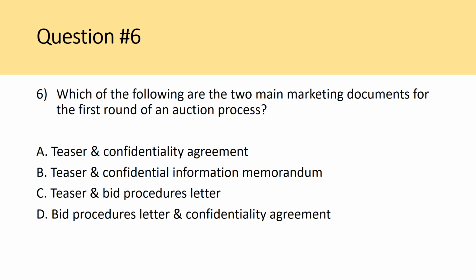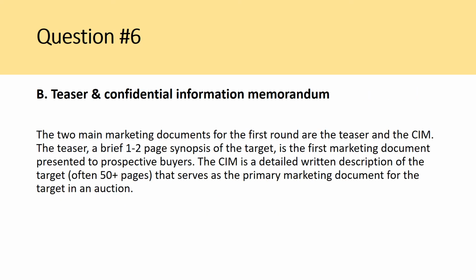So if you haven't watched the Chapter 6 video, probably some of these terms you won't really understand. But the answer is B, the teaser and the CIM. The 2 main marketing documents for the first round are the teaser and the CIM. The teaser is a brief 1-page synopsis of the target, and it is the first marketing document presented to prospective buyers. The CIM is a detailed written description of the target, often 50 plus pages, that serves as the primary marketing document for the target in an auction.